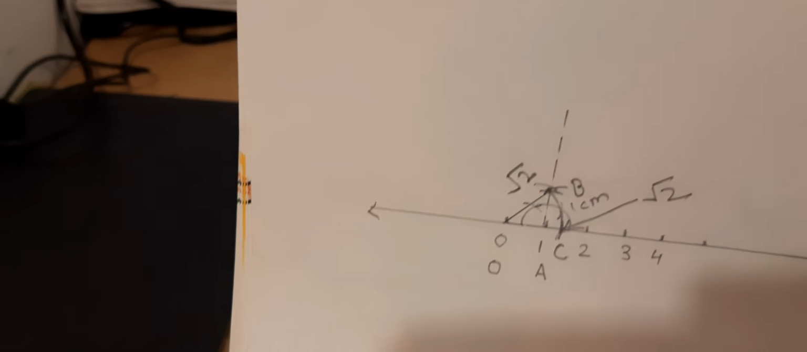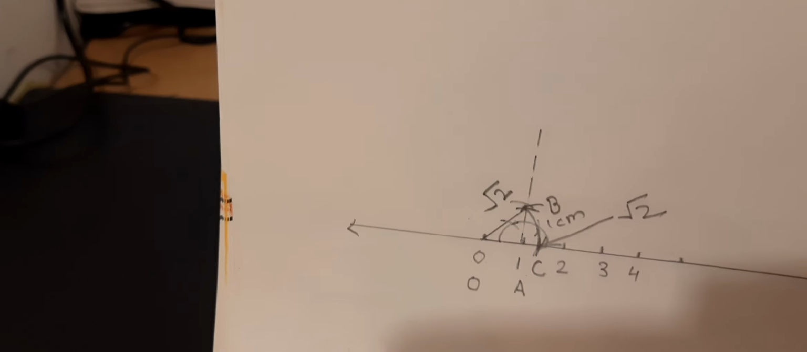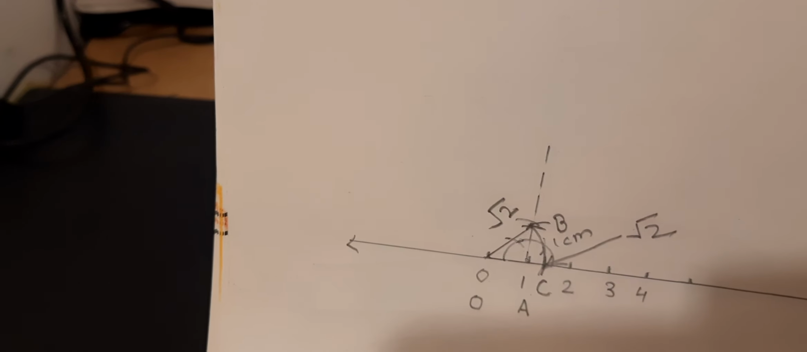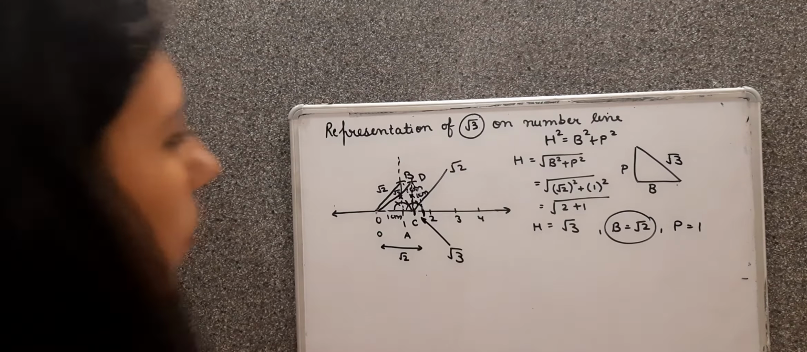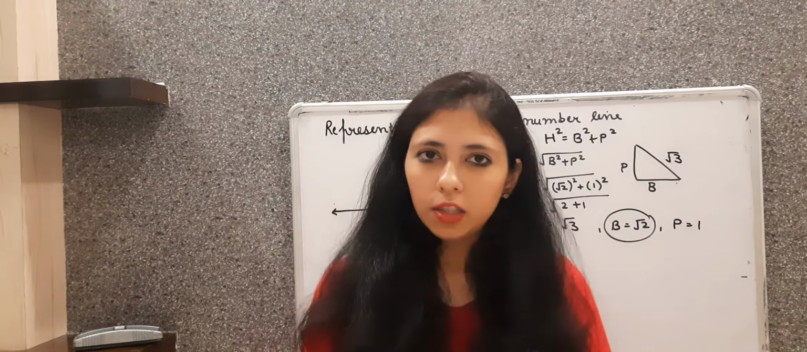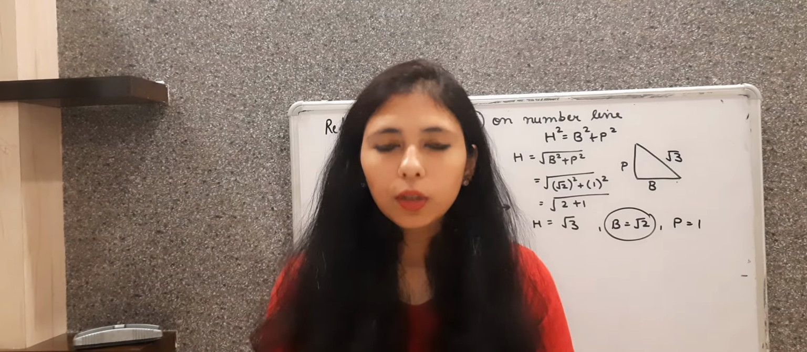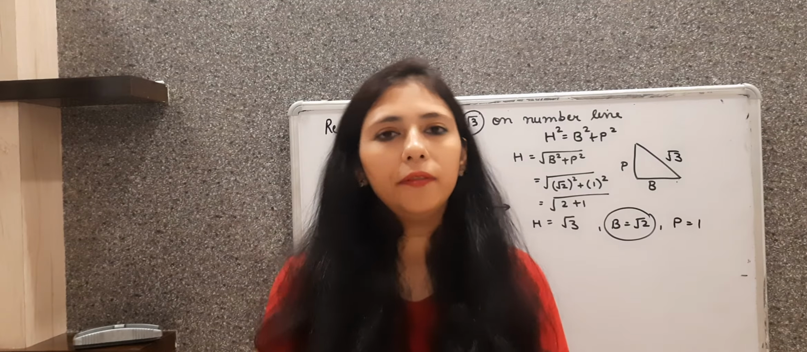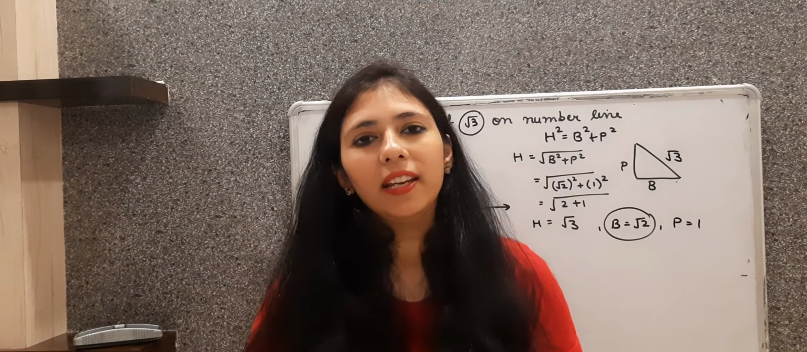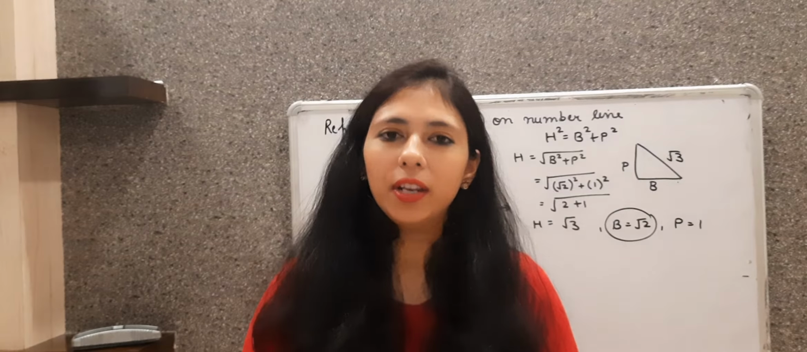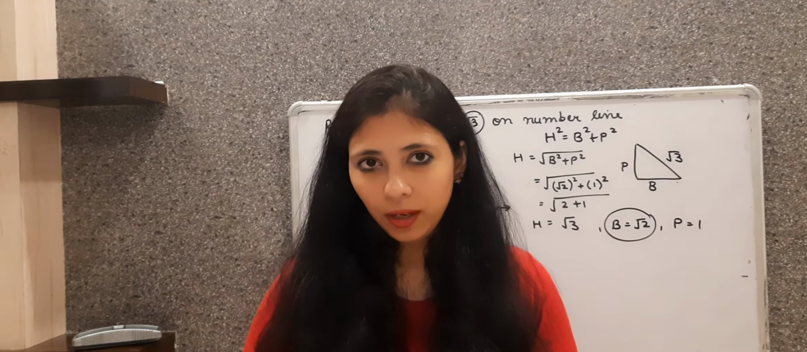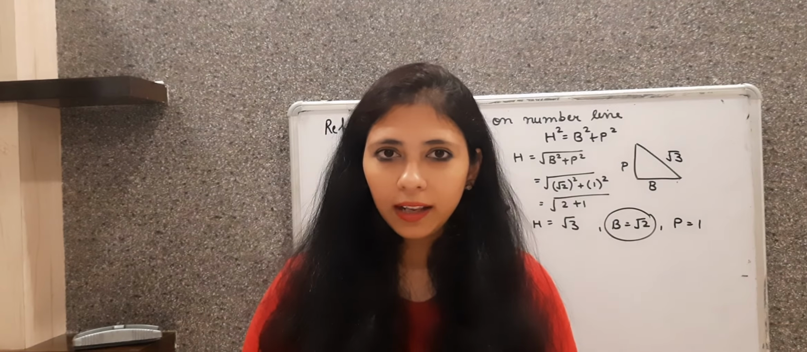This is the representation of root 2. In the same manner, we can draw root 3, root 5. Now, what we learned today is how to represent root 2, root 3, root 5 on number line. In the same manner, we can plot so many irrational numbers on number line. So do practice for more numbers, and that's the end of our lecture 2.